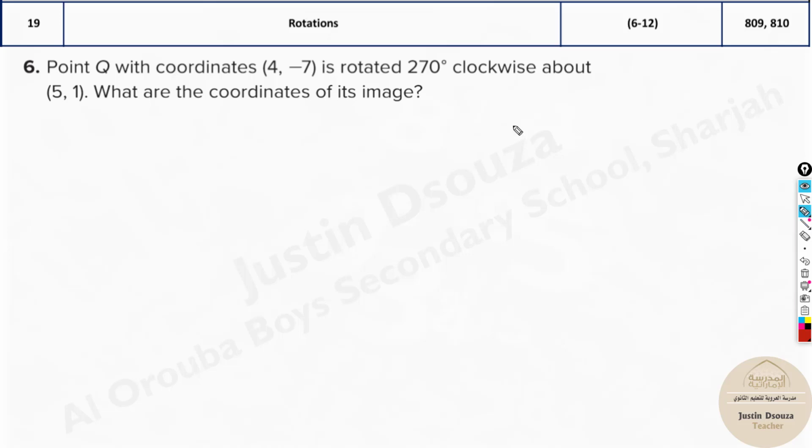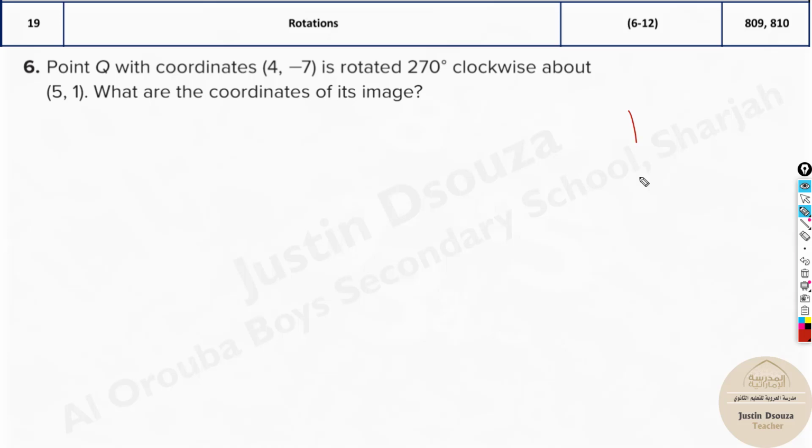Here they have told 270 degrees clockwise. This is the first thing that you need to see. Then we will solve the others. So we cannot use clockwise. We have to do counterclockwise. We will do it in a while. But first, the coordinate of a point. Let's just draw a simple graph.